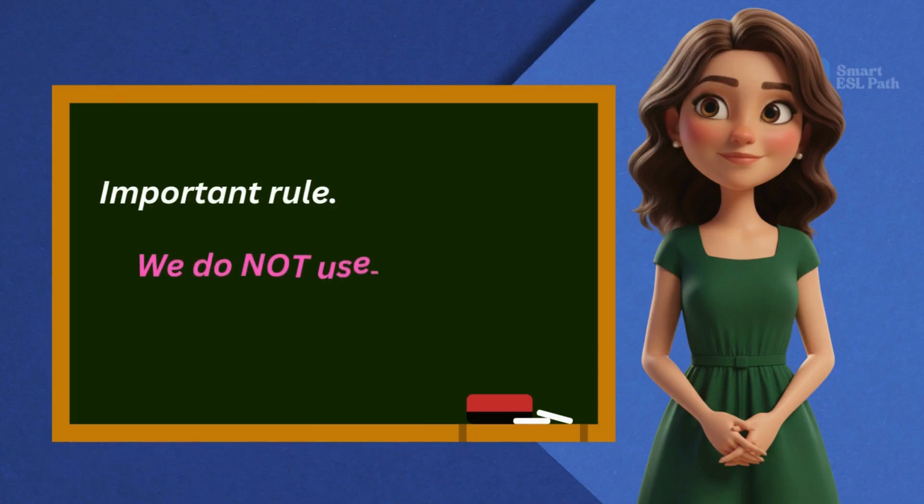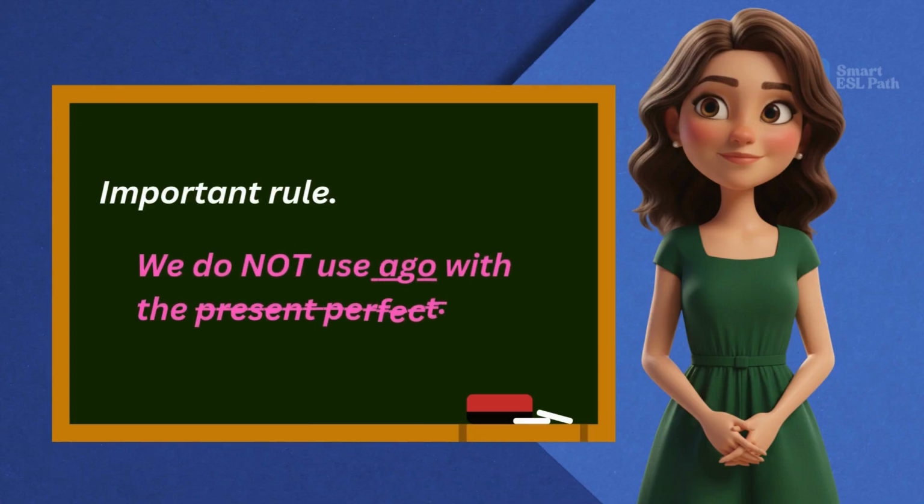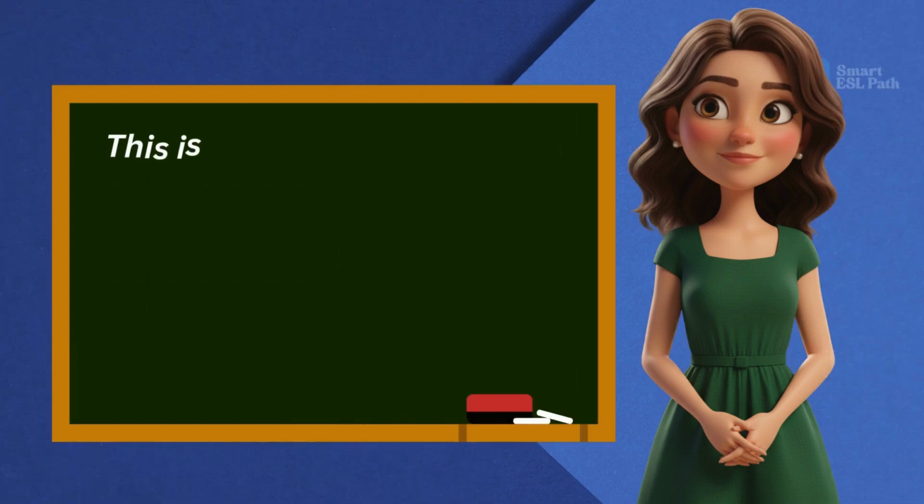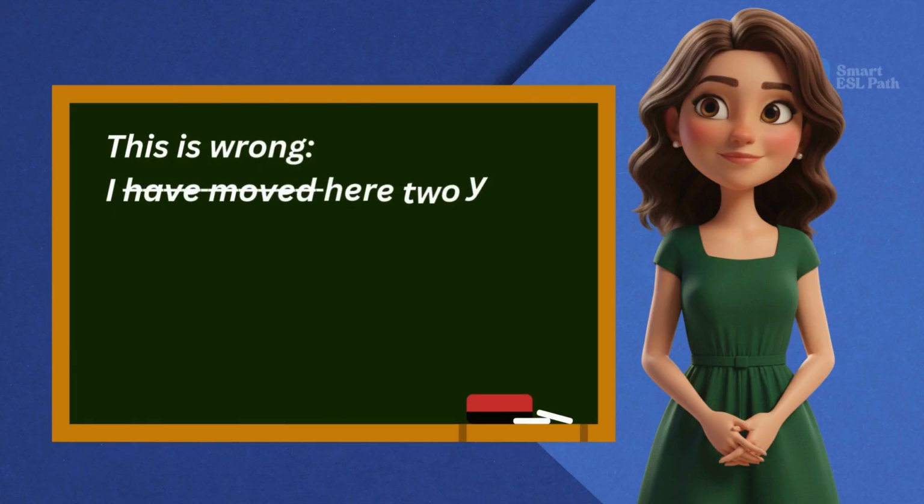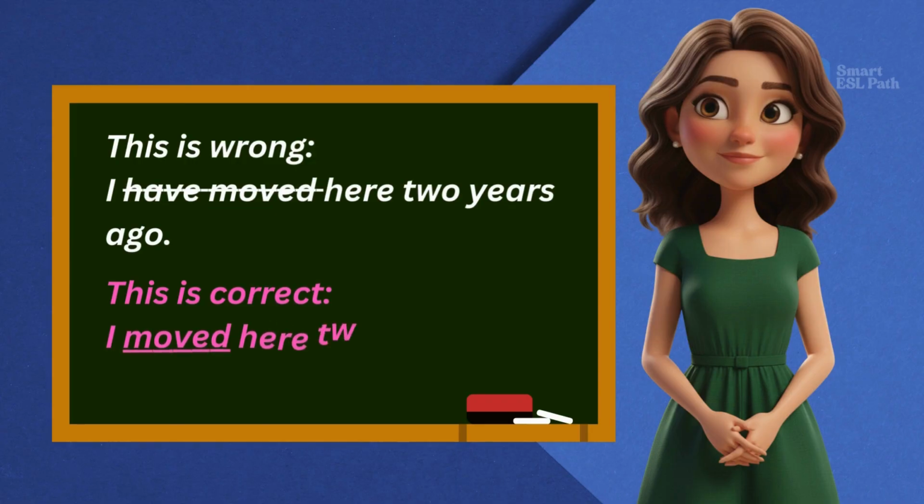Important rule. We do not use ago with the present perfect. This is wrong: I have moved here 2 years ago. This is correct: I moved here 2 years ago.